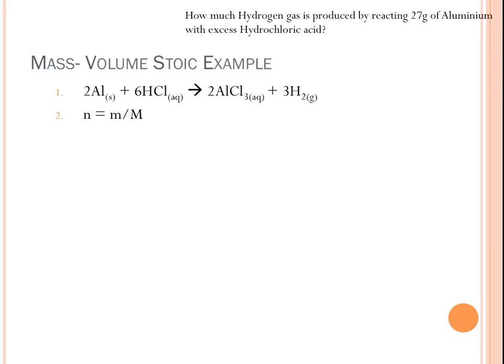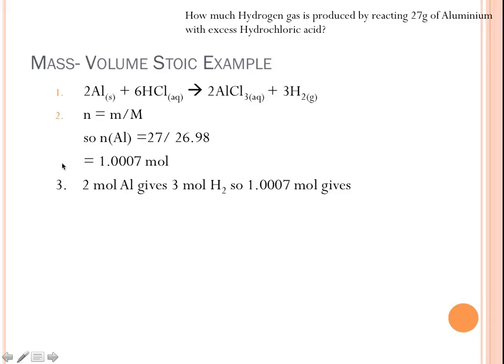Then we're going to use amount is mass over molar mass. So we'll find the amount in mole of aluminium, which is basically equal to 1. We know that 2 moles of aluminium gives us 3 moles of hydrogen gas. So we do what some people say is want over got. What you want goes on the top, what you've got goes on the bottom. So want over got, times it by 3 over 2. So we get basically 1.5 moles of hydrogen gas.